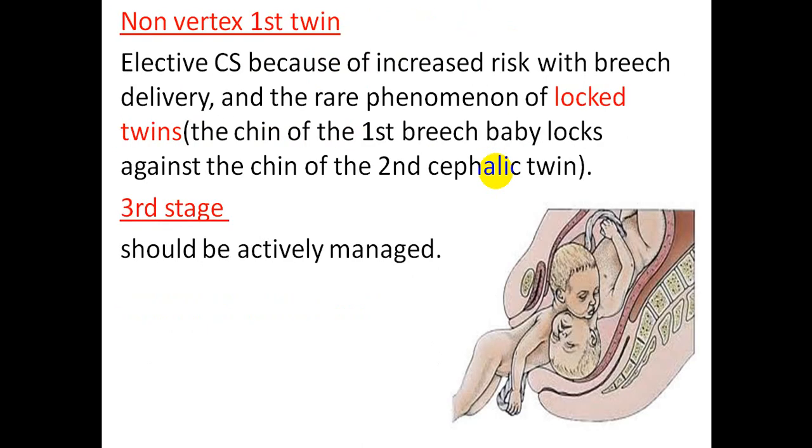Non-vertex first twin: elective cesarean section because of increased risk with a breech delivery, and the rare phenomenon of locked twins. The chin of the first breech baby locks against the chin of the second cephalic twin. The third stage should be actively managed. Why? Because of a high possibility of postpartum hemorrhage.